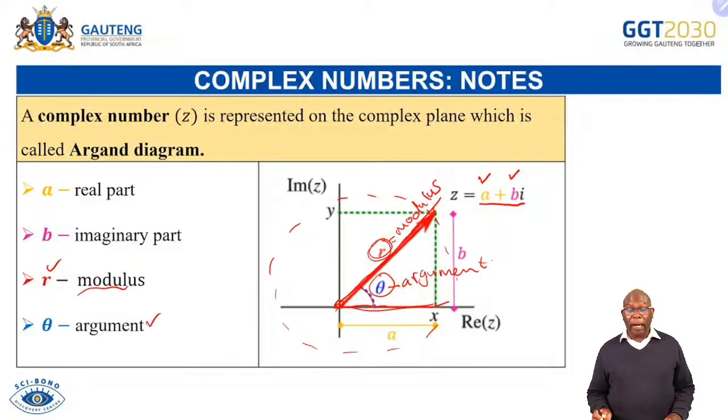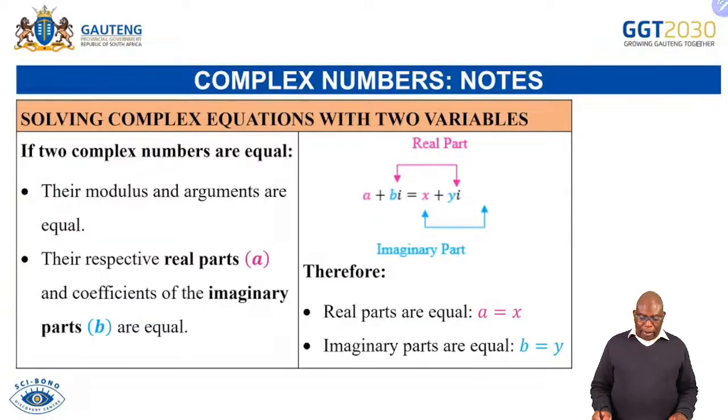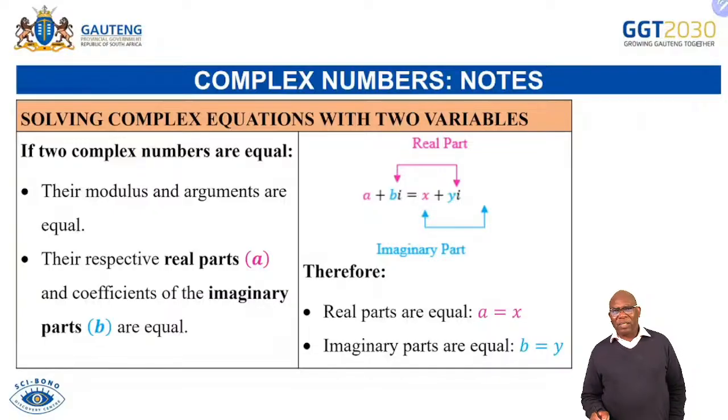Argument is the angle that is formed, the amount of space formed between the modulus and the x-axis or the real part. Okay. Right. Now, how do we solve complex equations with two variables? These are easy questions, easy marks that we must get. And I know you like complicating the questions, and you complicate the whole sum, and then I'm going to show you how easy these things are, how easy you're going to get the marks here.